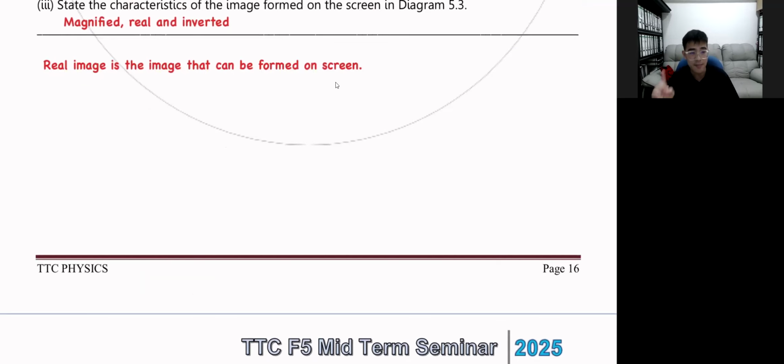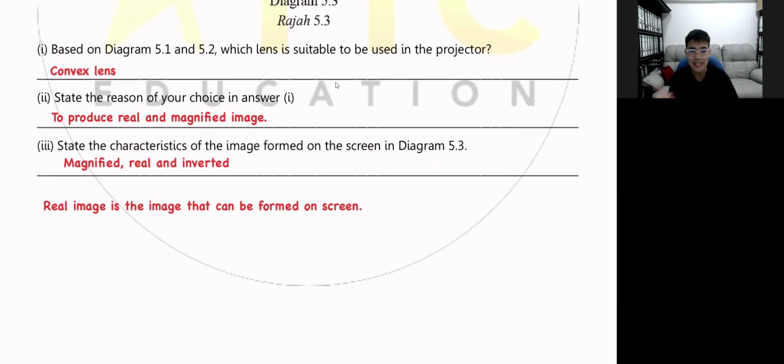Because a virtual image is the image that cannot be formed on the screen. You cannot see a virtual image on the screen. But you can see a virtual image using your eyes. For example, if you're using a magnifying glass to look at a small object, after being magnified, you can see the bigger image. But that bigger image cannot be formed on the screen.